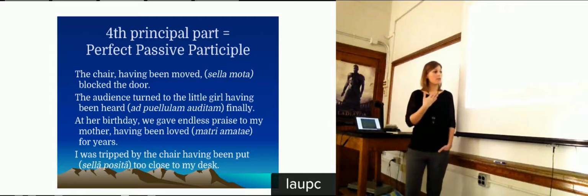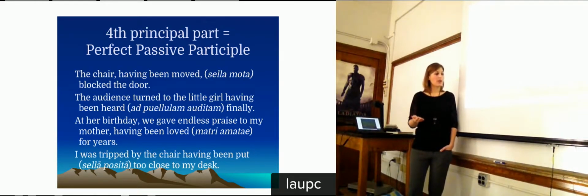And then our final example, I was tripped by the chair having been put too close to my desk. The chair didn't put itself there, and the putting happened in the past. The chair is not being put there right this second. Do you sort of understand the general premise of describing a noun by an adjective, like a participle? Okay.